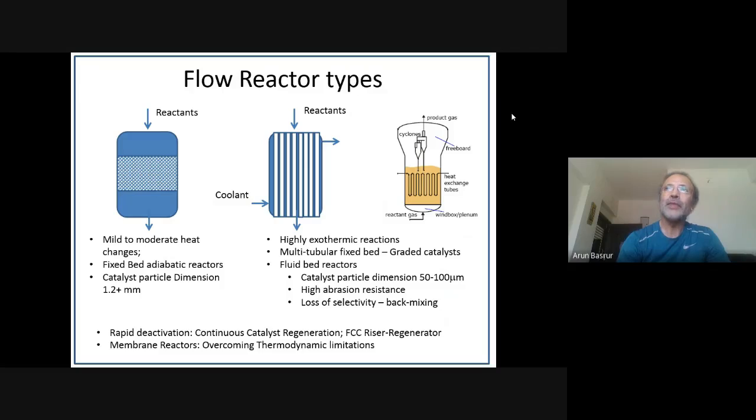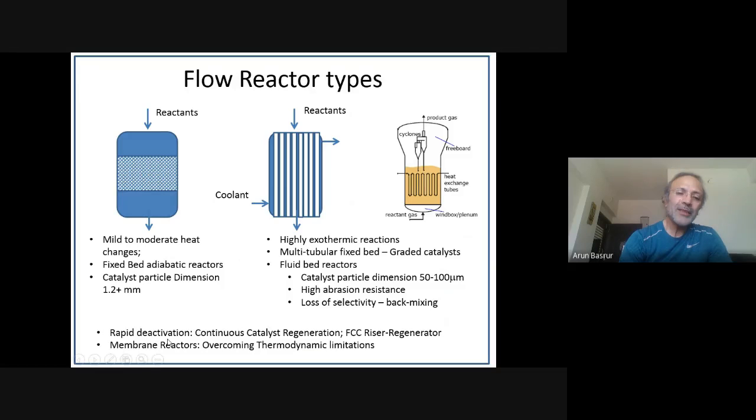Since the catalyst is in a fluidized state, you will have particle to particle contact as well as particle to wall contact, because of which the catalyst has to have high abrasion resistance. And a drawback of the fluid bed reactor is that one can anticipate or expect some loss of selectivity due to backmixing.